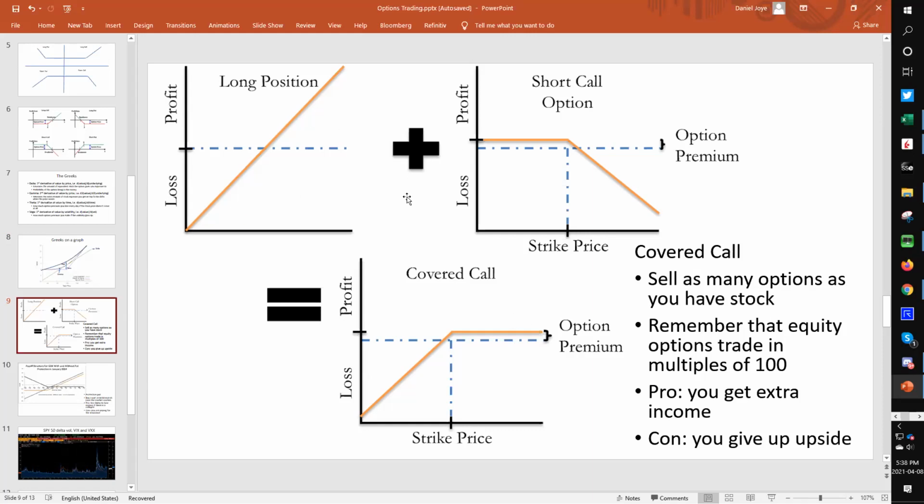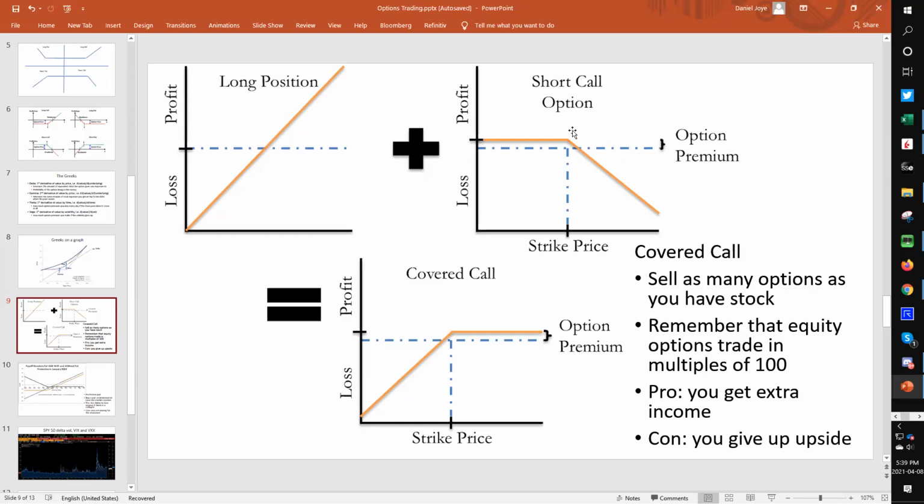So the reason it's interesting is because what you're doing is going from this, your long position, which is basically the position you have if you buy SPY. So let's say I bought 100 shares of SPY, I've got this position. I bought it at this price, and that's the profit or loss. So if I bought it at 350, if it's above, I make money. If it's below, I lose money.